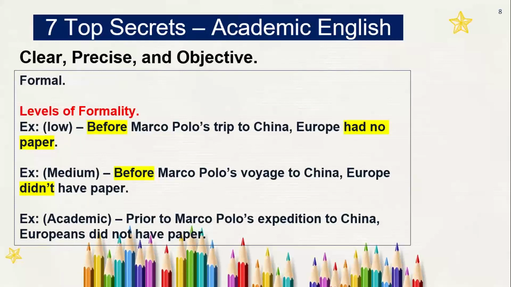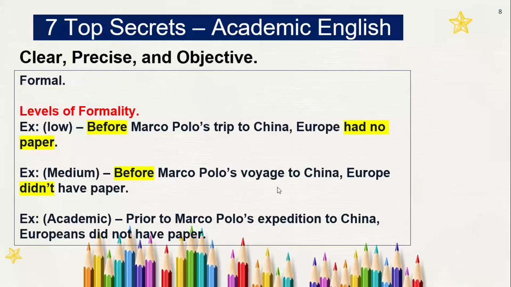Academic English is also formal. Let's look at these levels of formality here. For example, here is low formality. Before Marco Polo's trip to China, Europe had no paper. So we have, as you may have learned from the seminar yesterday, the dependent clause and then the independent clause here to make this a complex sentence.